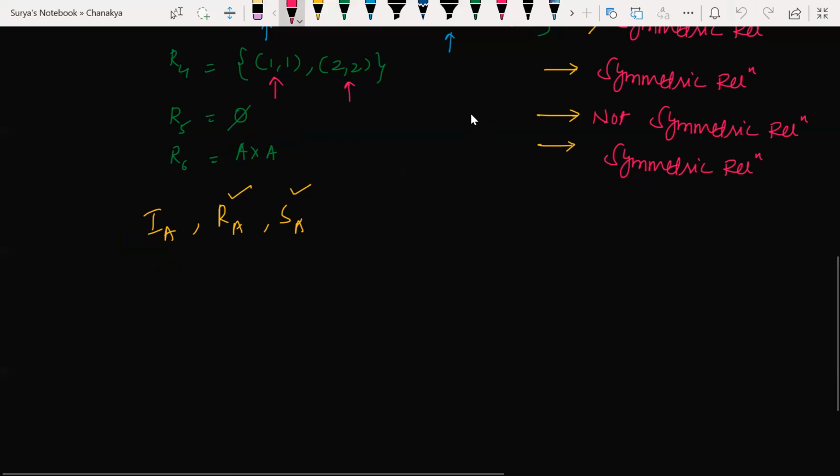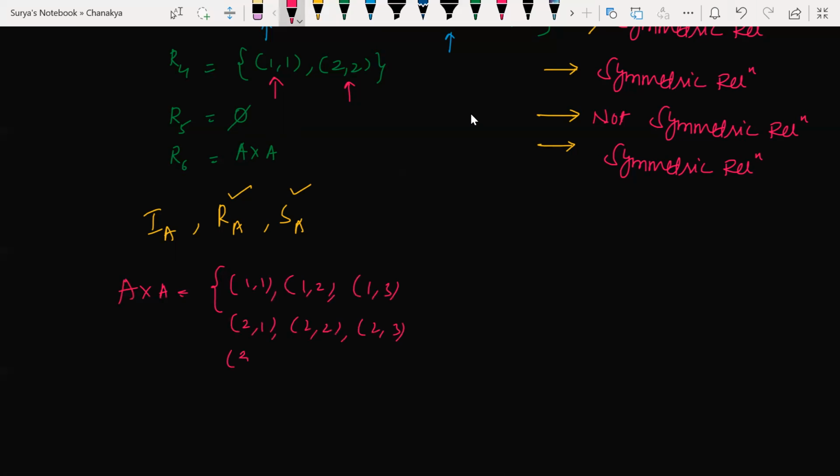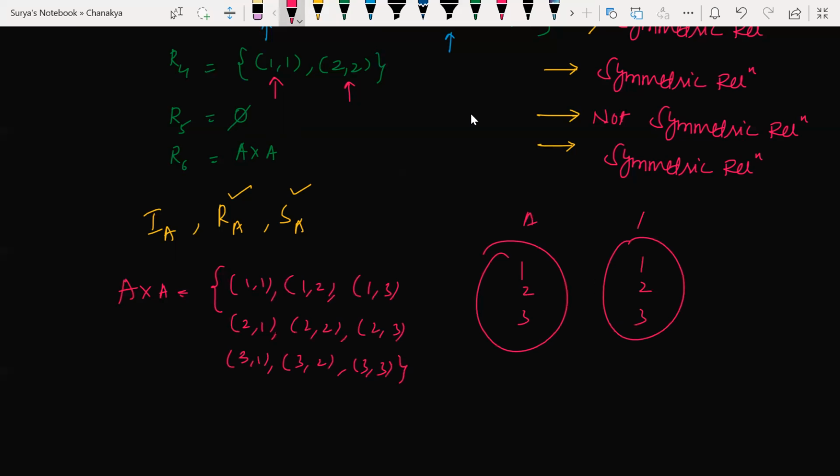Beta, if you do not understand, look at this here. Write A cross A: 1,1; 1,2; 1,3; 2,1; 2,2; 2,3; 3,1; 3,2; 3,3. This is A cross A, right? Now, at least tell me now. Is this a universal relation? Do you agree with my point? Yes, sir. Whether it is an identity relation or not. Tell me.